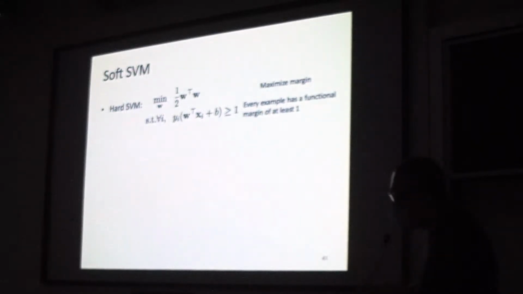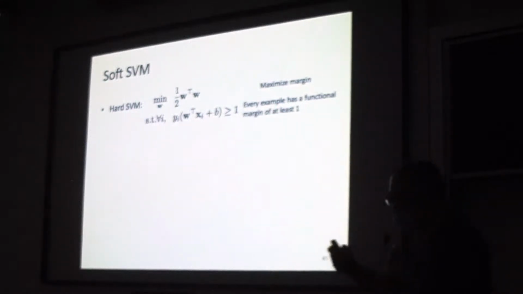Now let us consider how to allow extra flexibility, meaning that some of the examples can be excluded, that is, they are allowed to break into the margin. This is the hard SVM. The objective function is to maximize margin. Minimizing the squared norm of W is equivalent to maximizing margin. The constraint for every training example requires that every example has a function margin of at least one, meaning it must stay on or outside the margin.